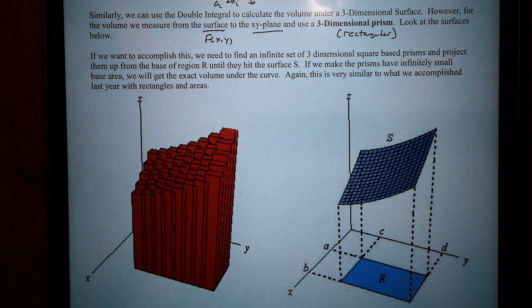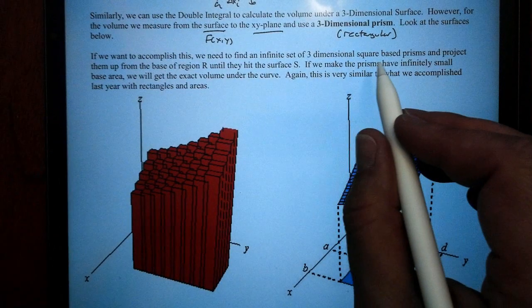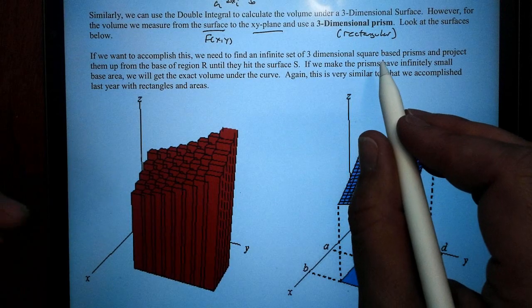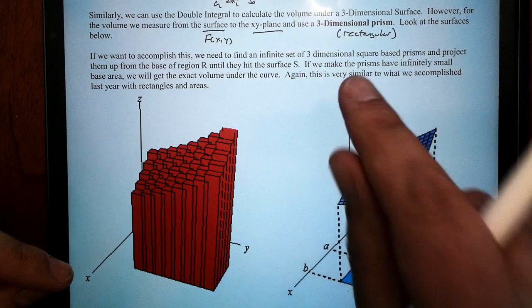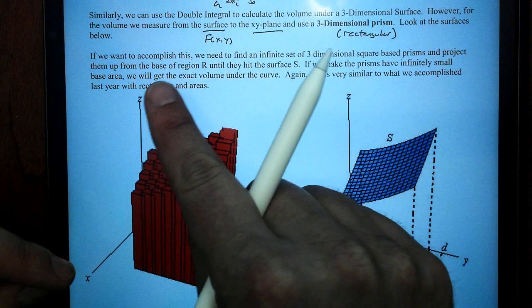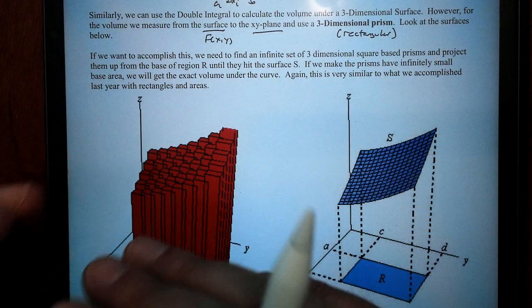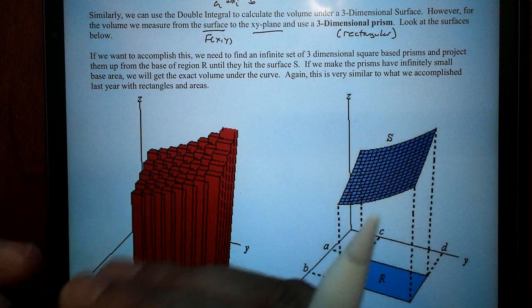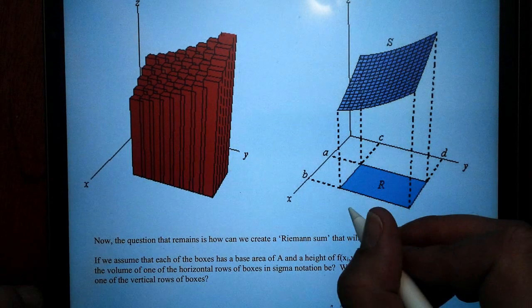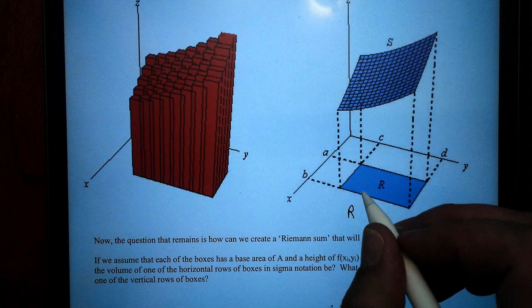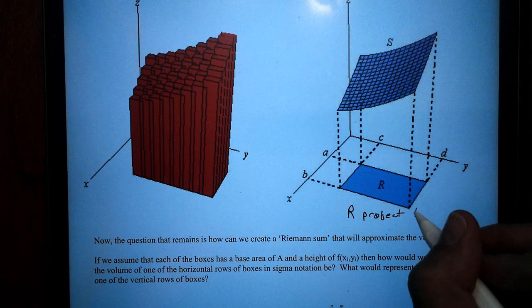Now, if we want to accomplish this, we need to find an infinite set of three-dimensional square-based prisms, or rectangular base, and project them from the base of the region R until it hits the surface. If we make the prisms have infinitely small base area, we can get the exact volume under the curve. Again, this is not really different than what we did last year with rectangles and areas. So if I want to find the volume underneath the surface, we're going to take a look at the base R, and we are going to project the base to the surface.